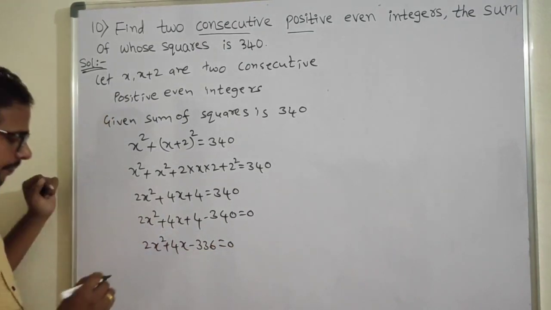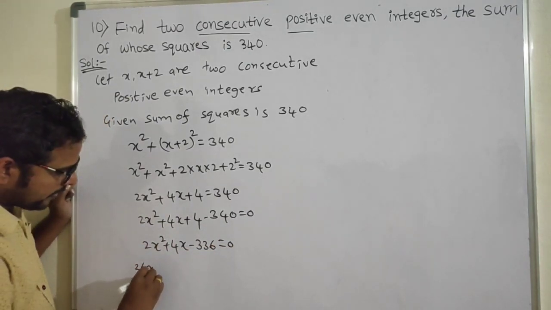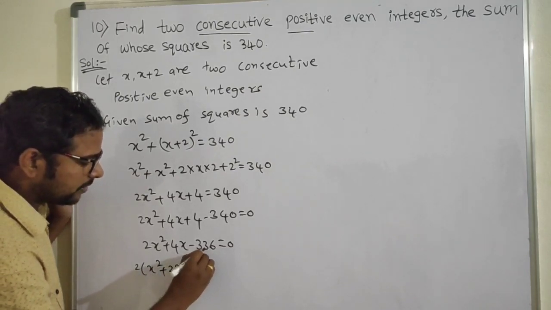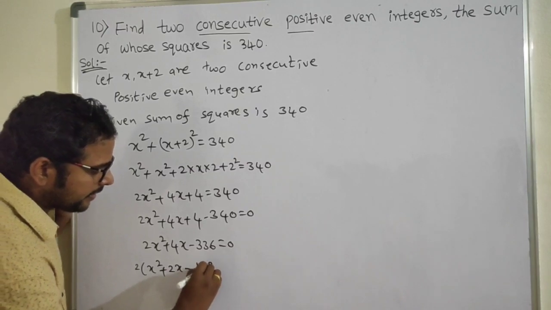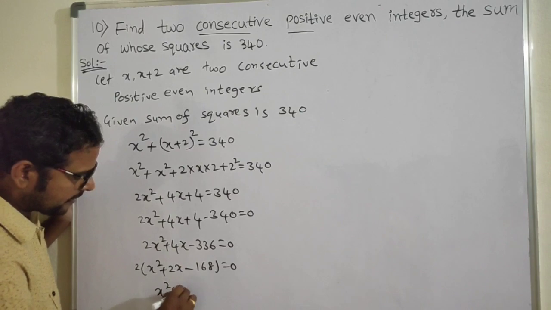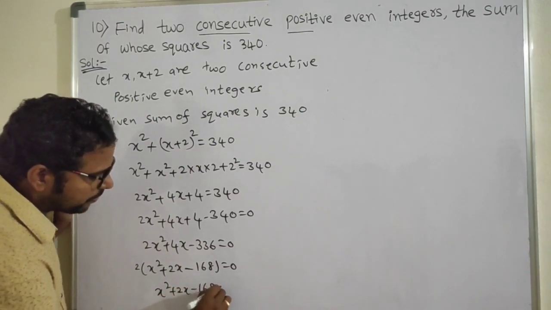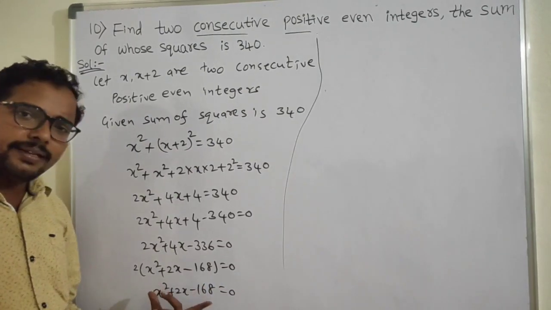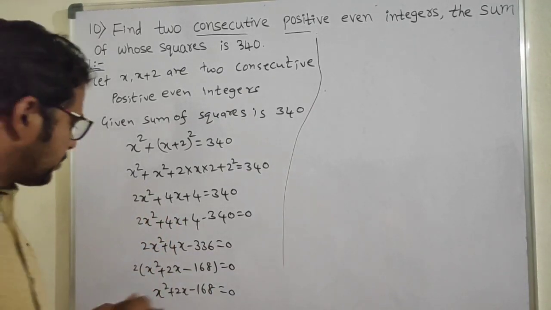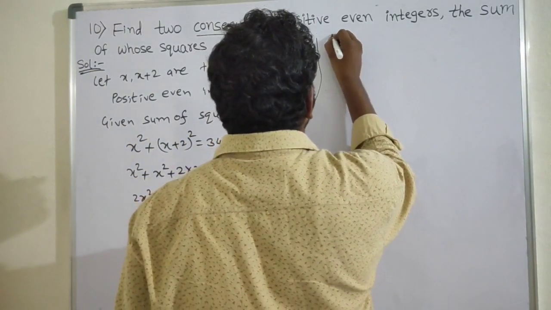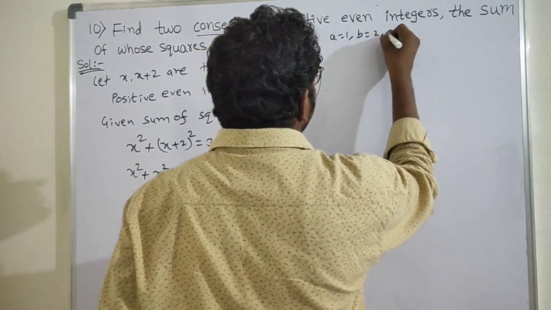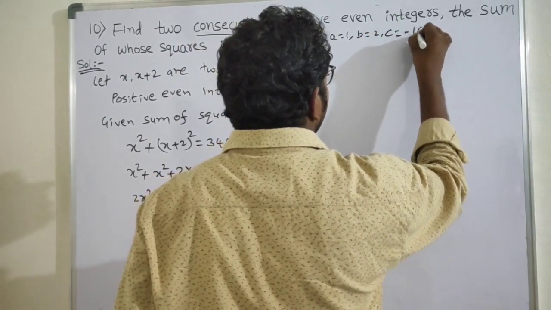Take 2 common. x square plus 2x minus 168 equals 0. Compare this equation with the standard form ax square plus bx plus c equals 0. So what is the a value? a equals 1, b equals 2, c equals minus 168.